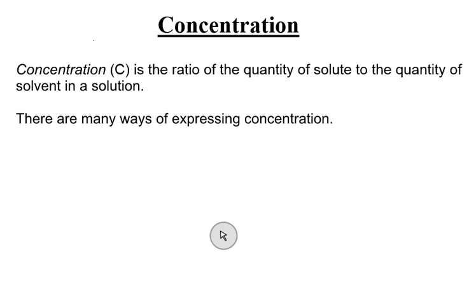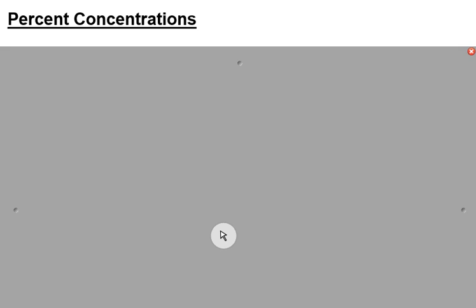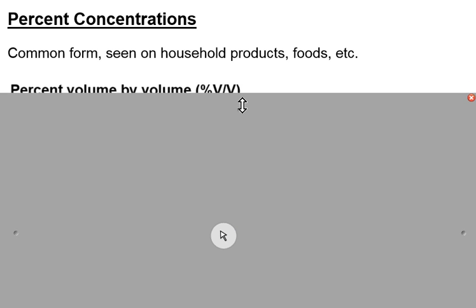So concentration, denoted capital C, is the ratio of the quantity of solute to the quantity of solvent in a solution. And we actually have many different ways of expressing concentration. We're going to look at a couple less common ways, and then we'll look at the most common way that we use it in chemistry. So first off is percent concentrations.